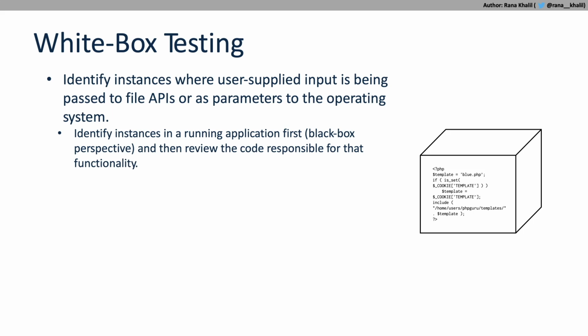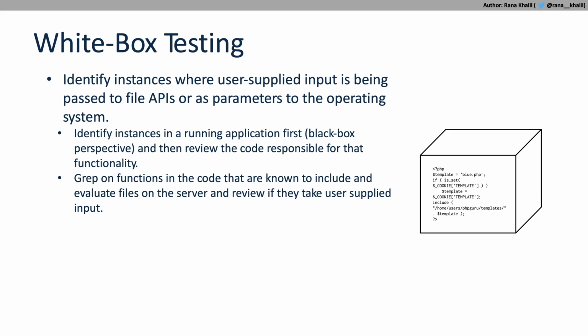So what I do is I first map it from a black box perspective and I identify all the instances where the application could be potentially interacting with the server's file system. And then I focus only on reviewing the code that is responsible for these parameters or these instances instead of reviewing all the code in the application. The second option is to grep on certain functions that are known to include and evaluate files on the server, and then review if these functions take any user-supplied input. If they do, then maybe check if any validation is in place to ensure that malicious input doesn't go through.